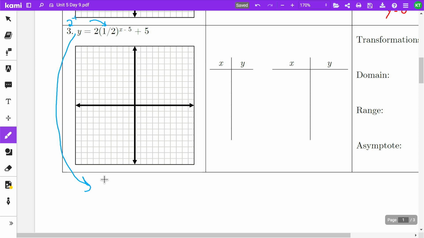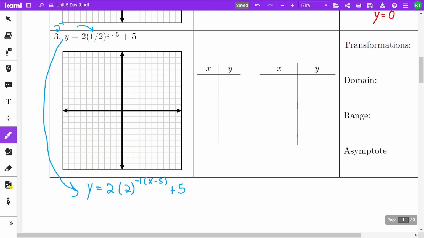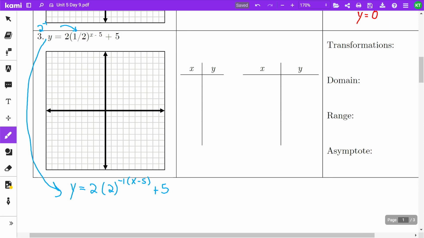So it's now going to be y is equal to 2, the a value of 2 is going to remain the same, times 2 to the power of, now because it's a negative 1, times x minus 5, plus 5. And we're going to keep the negative 1 on the outside, and we will see why in a second when it comes to our transformations. So first, let's do those transformations.